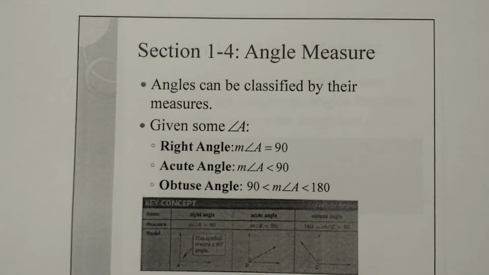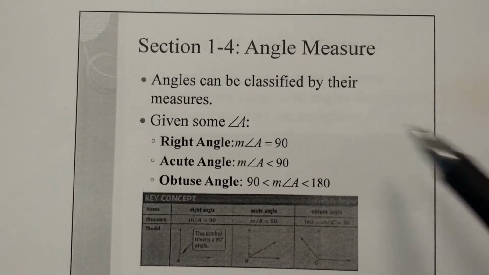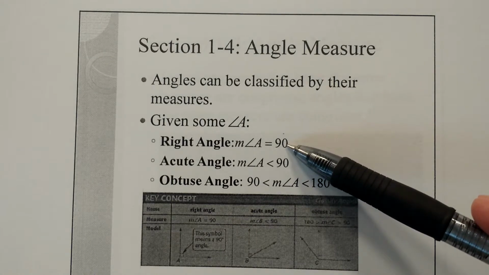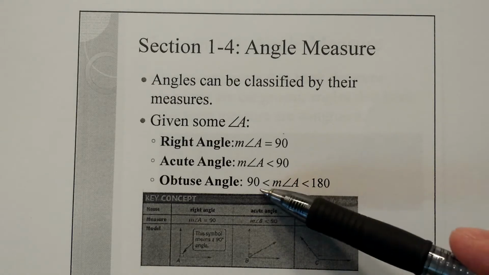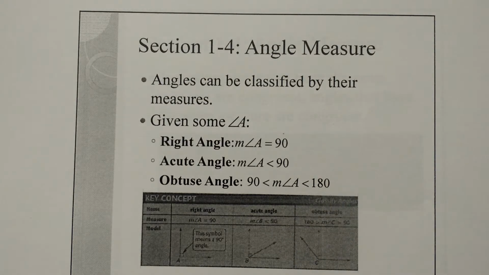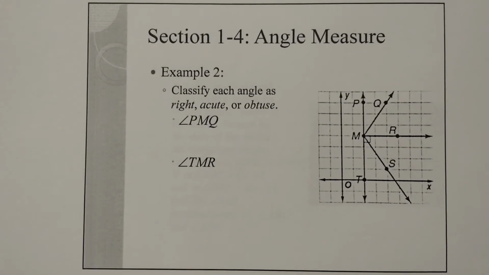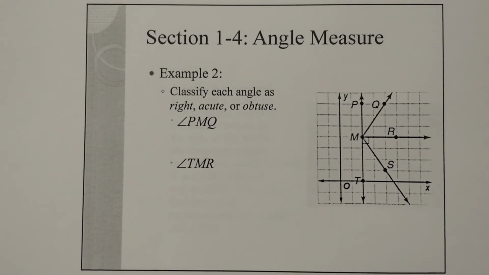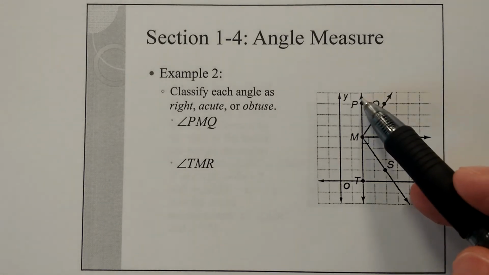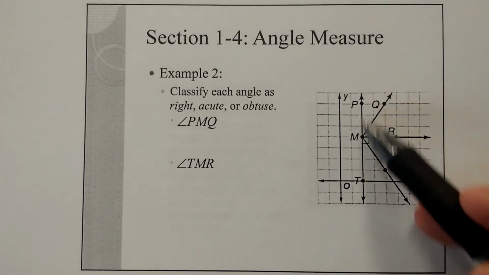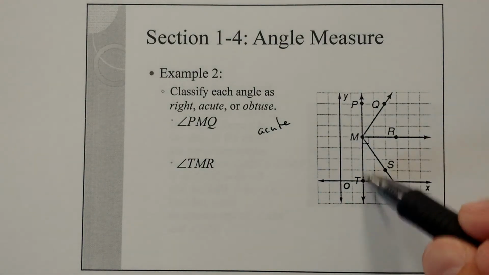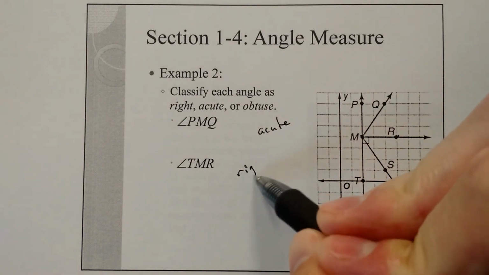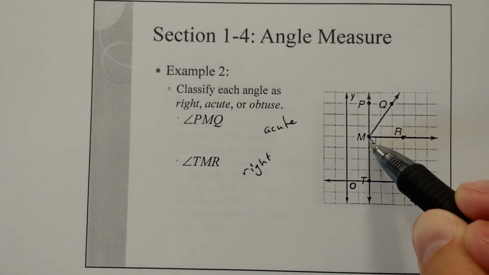Okay, angle measures. You can classify angles by their measures. For some angle A, you have a right angle if it's exactly 90 degrees, an acute angle if it's less than 90, and an obtuse angle if it's between 90 and 180. And that's also what that illustrates down there. So example 2 here. Classify each angle as right, acute, or obtuse. To begin with, PMQ: this angle is less than 90 degrees, so it is acute. TNQ, MR is actually a right angle. If you notice, there's a lovely little square there. That's the right angle symbol.